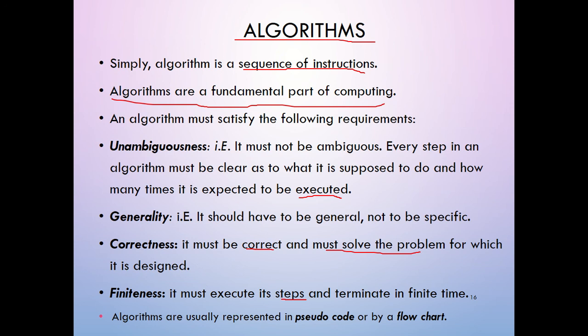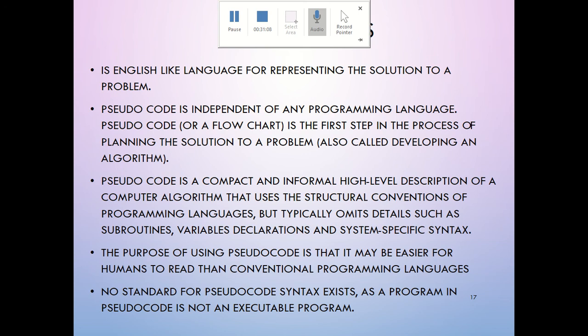Algorithms are usually represented in pseudocode or by a flowchart to show the steps of how it solves a given problem, to show the problem's completeness, or step-by-step instructions for the problem. For non-technical users, you should first draw pseudocode or a flowchart. So these are the properties of an algorithm. The algorithm should satisfy the following requirements: unambiguousness, generality, correctness, and finiteness. Good. What's the next one?